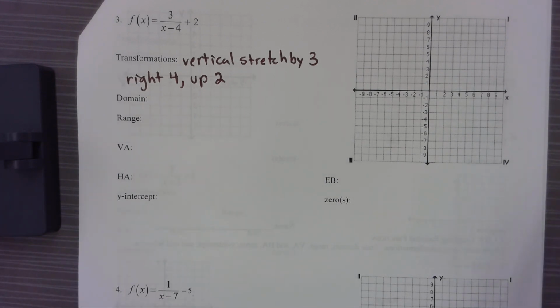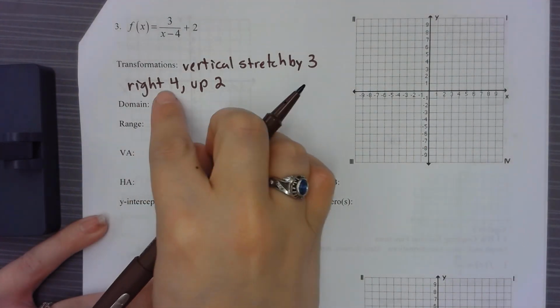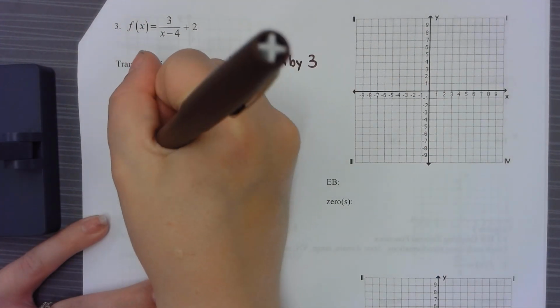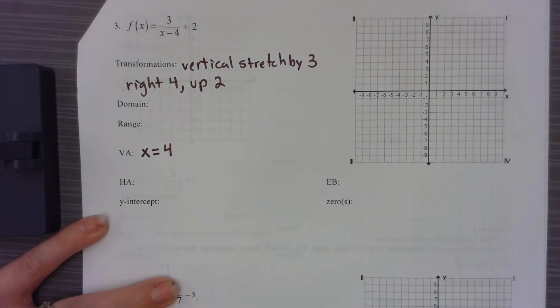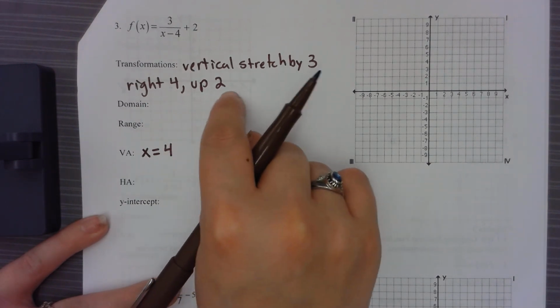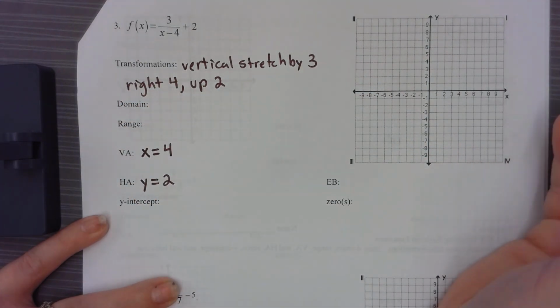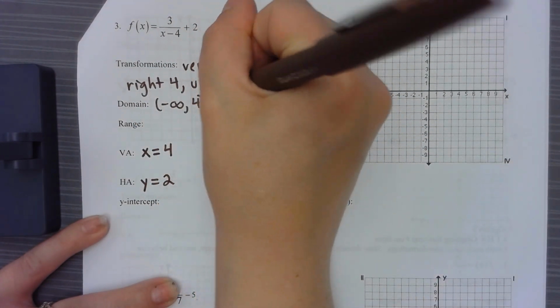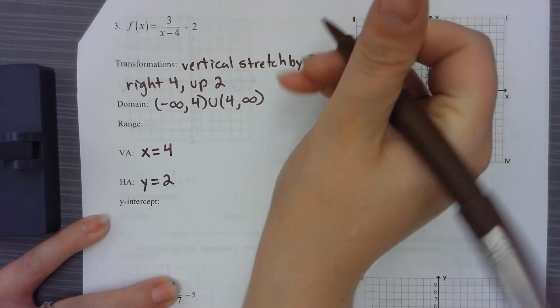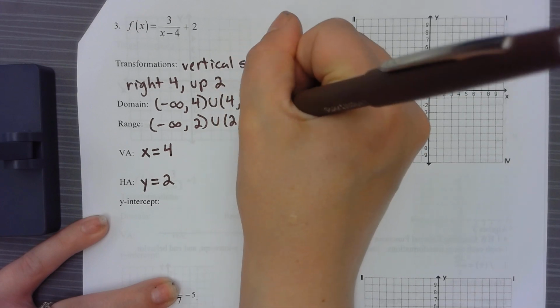So then we're going to do, again, vertical and horizontal asymptotes. So if I'm shifting to the right 4, that means my vertical asymptote is also shifting to the right 4. So that's in the positive direction, so it's going to be x equals 4. And my horizontal asymptote, I'm shifting up 2, so that one's going to be y equals 2. Again, domain is going to be everything except for that vertical asymptote. And the range is going to be everything except for that horizontal asymptote.